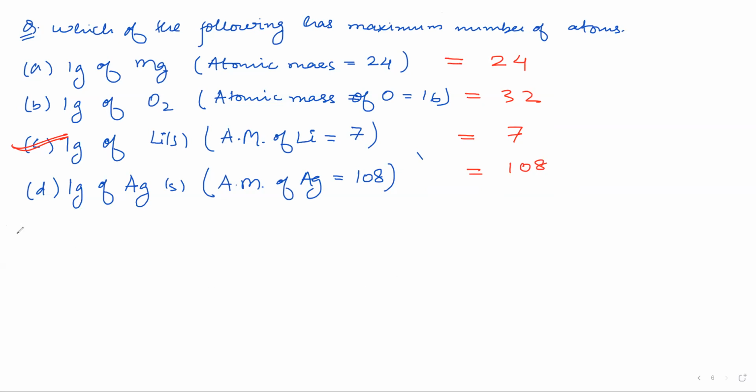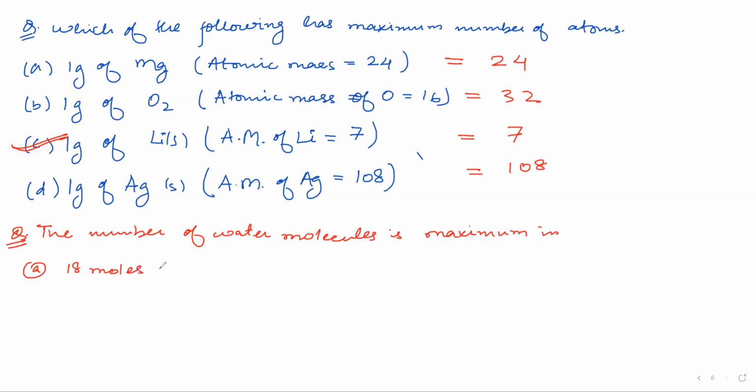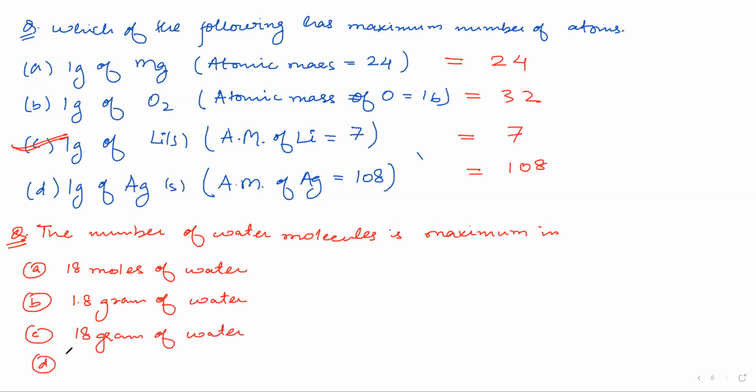Okay. Now a similar type of question. Please write it here. The number of water molecules is maximum in: A, 18 moles of water; B, 1.8 gram of water; C, 18 gram of water; D, 18 molecules of water.